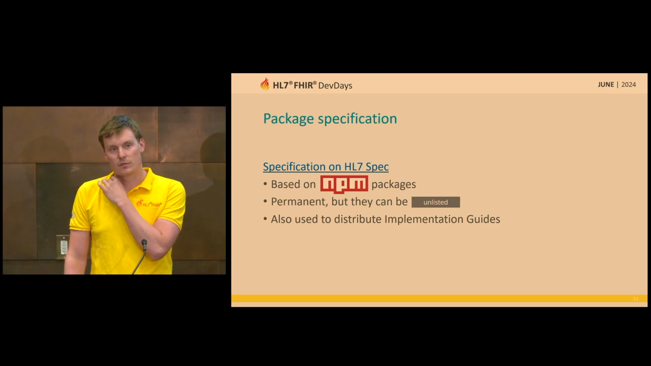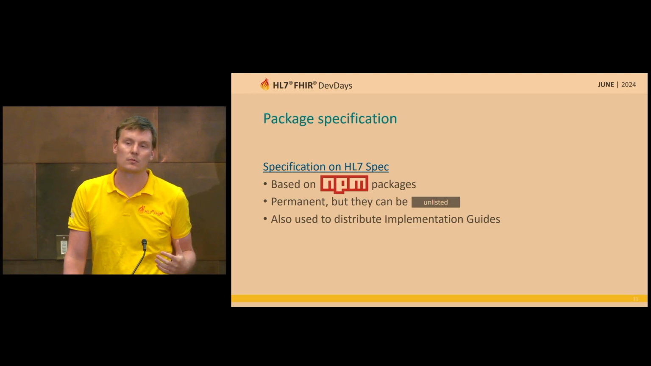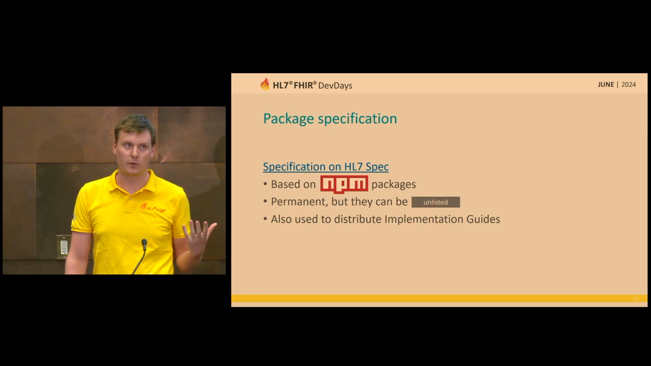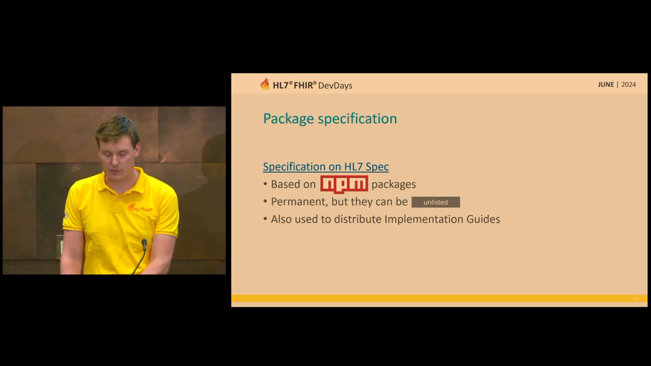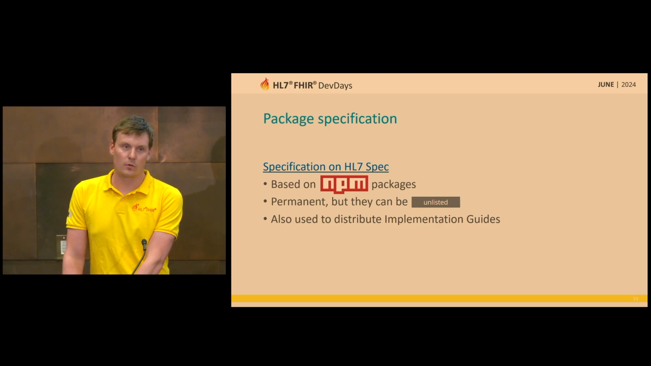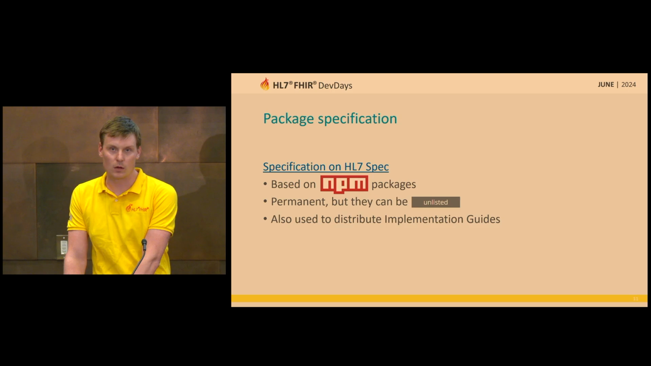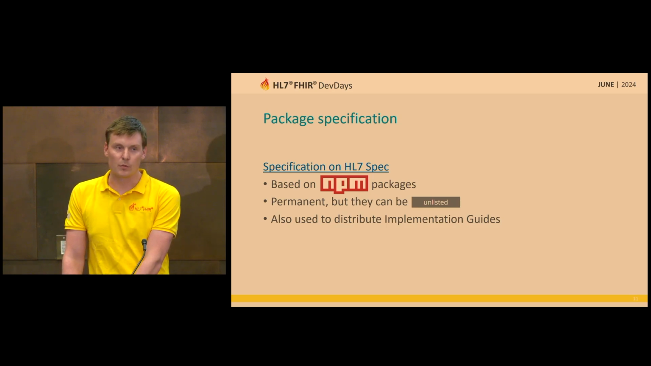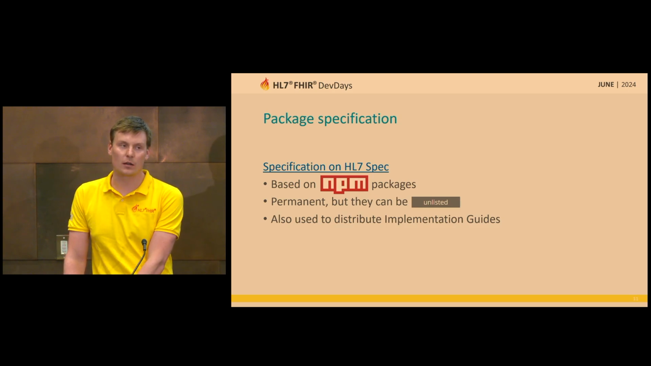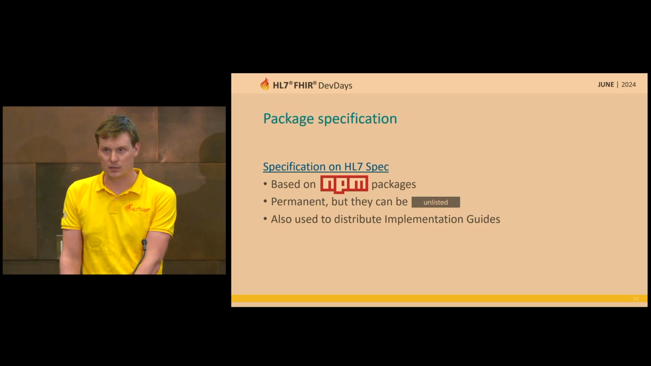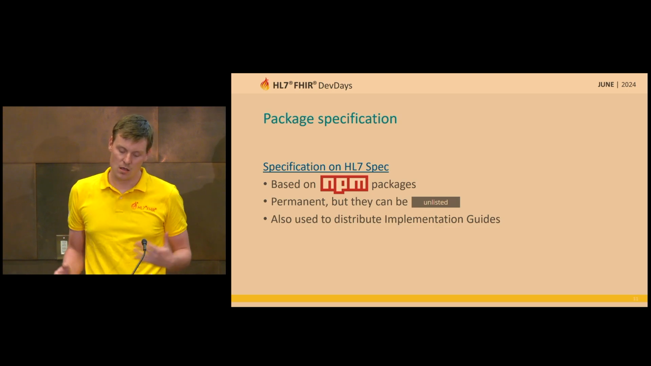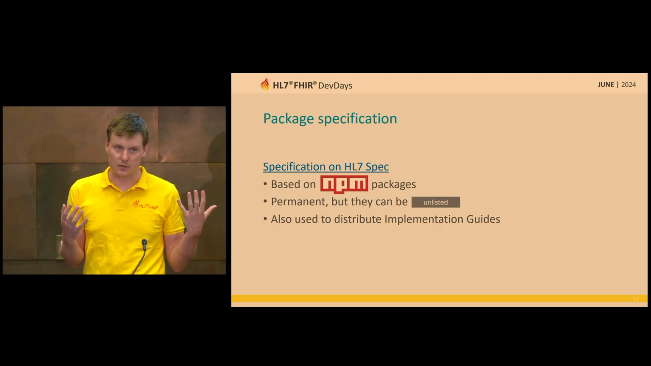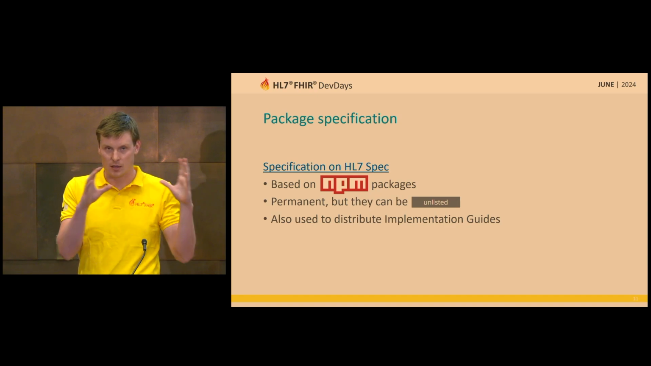One of the main features about packages is that they're always permanent. So if you publish a package, for example, I publish US Core version 4, and a week later I think, oh, I made a mistake, I want to create version 4.0.1, I cannot remove version 4 because there may be other people who actually depend on that package in their software. You can unlist it, saying, hey everyone, I published this package, please don't use it anymore. But if you're already using it, it's stable.